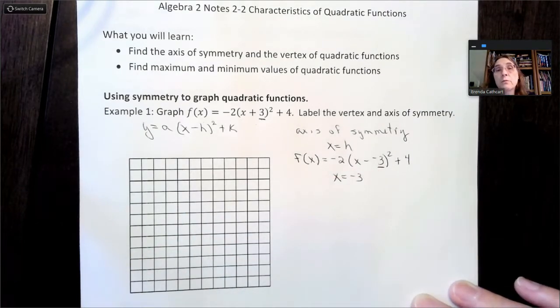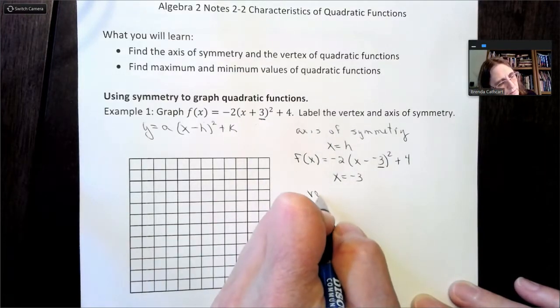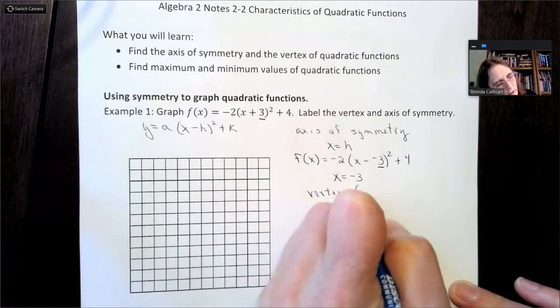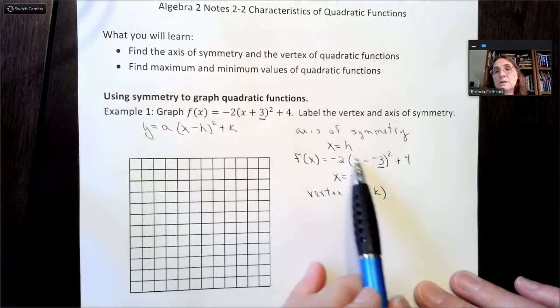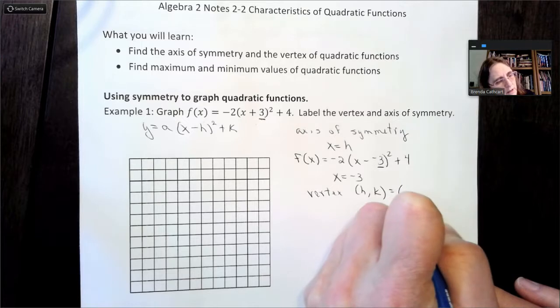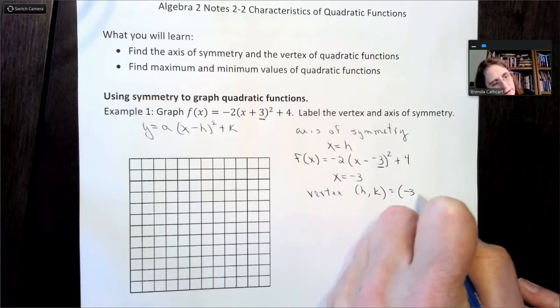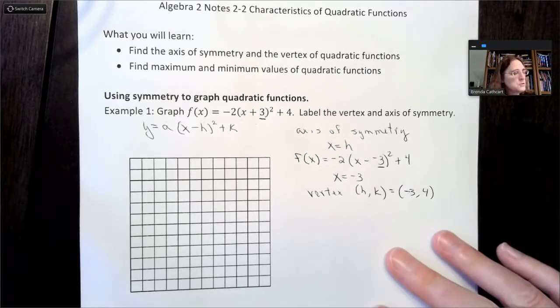so our axis or line of symmetry is the vertical line x equals -3. The vertex we find by finding both h and k. The vertex is the ordered pair h, k. So we see that h is -3 and k is 4. Our vertex then is the ordered pair -3, 4. That's a good place to start for graphing our quadratic function.